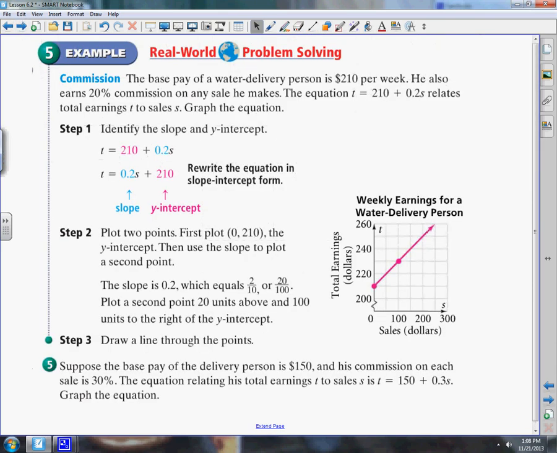Real world problem solving. The base pay of a water delivery person is $210 per week. He also earns 20% commission on any sale he makes. The equation T equals 210 plus 0.2s relates total earnings to sales. So what they did is they said the total that somebody makes is the 210 that they're going to make per week plus 20% of sales. 0.2 is 20% times s for sales.